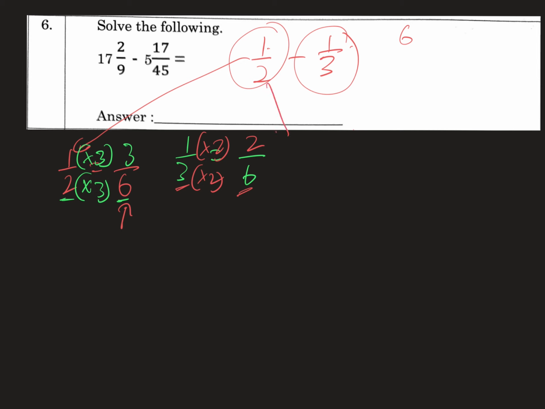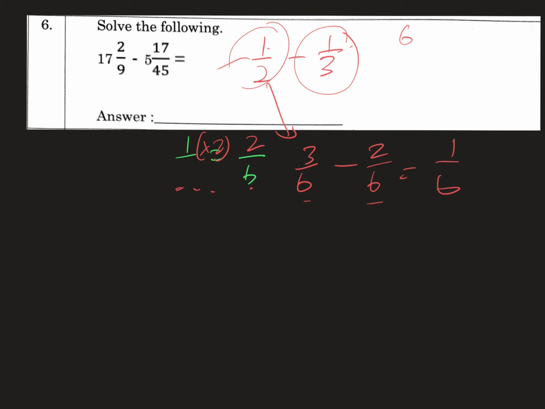So now a half is transformed into 3 over 6, and a third is transformed to 2 over 6. 3 over 6 minus 2 over 6. 6 here, 6 here, 3 minus 2 is 1 over 6, and the answer is 1 over 6. So this is a simplified example. So if you guys have trouble with subtraction or fractions, you guys could always review this example.